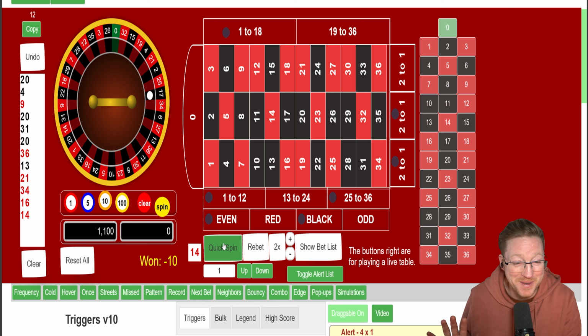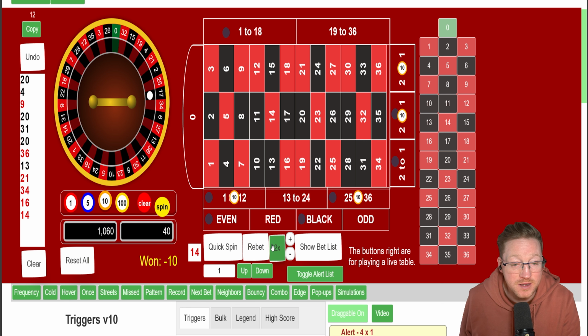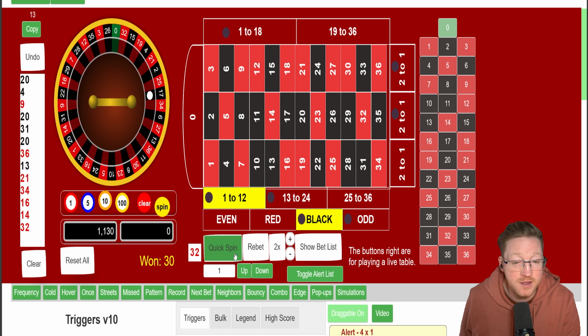But it requires you paying attention to which one lost and which one didn't. So on that one, we got 14. 14 was a loss for here. So rebet, double. So these ones, okay, we don't need to double that. We do need to put one on there, take that off, and double these ones up. Quick spin. Boom. So we won 30 there.